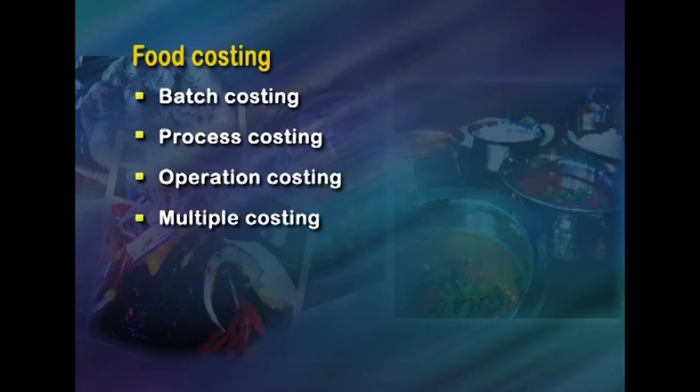Operation costing. It covers the day-to-day costs of running a kitchen. These are called overheads. These include, among others, heating, electricity, gas, wages, or insurance. Multiple costing. Most organizations use a combination of different costing methods rather than just one method. Multiple costing refers to combinations of different costing methods.